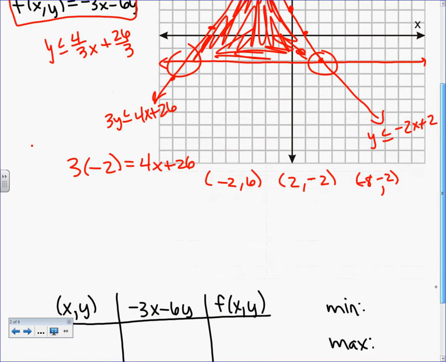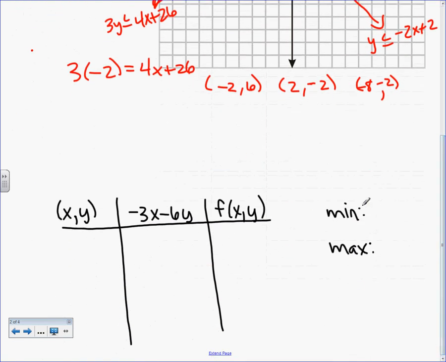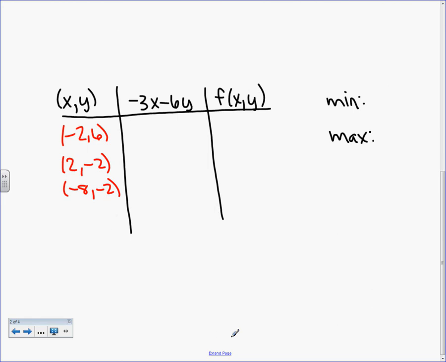So back on your notes now. You're not on the graph paper anymore probably. So back on your notes, I'm going to put those 3 ordered pairs in. -2, 6, 2, -2, and -8, -2. Is everybody okay? This is the function they gave me. Do you guys see where I just rewrote it? What do you think I'm going to do? Plug them in. What's a fancy word for that? Substitute, right? So I'm going to take -3 times -2 minus 6 times 6. And plug it in.